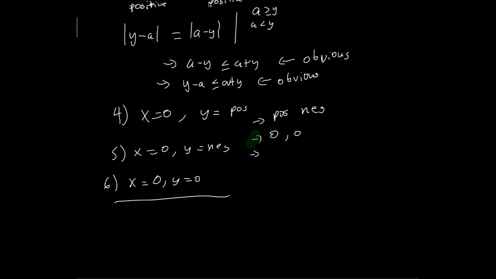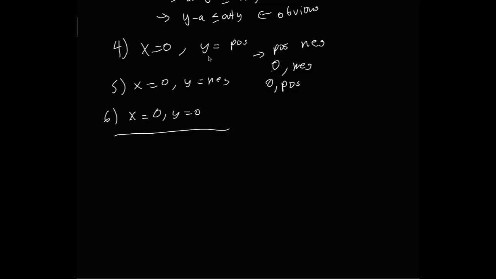So positive, negative, and 0, negative, and 0, positive. Okay, that was a lot. Okay, so next is the notion of e-closeness.